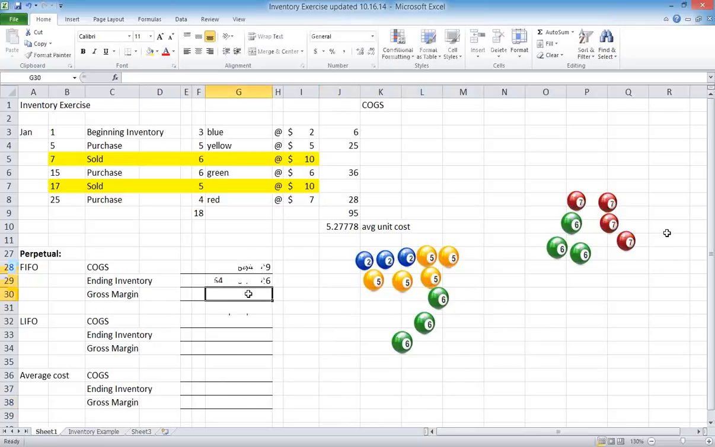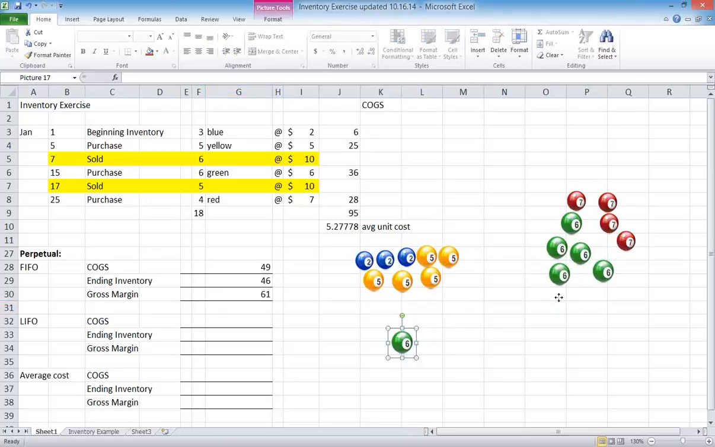Our gross margin, our sales were still 110. That didn't change, minus our cost of goods sold. Okay. That felt a little painful.